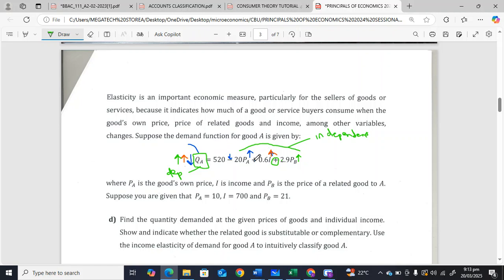If you see a positive sign, it tells us that income, our independent variable, has a positive relationship with our dependent variable, quantity demanded. Meaning if income goes up, quantity demanded goes down. Are we okay with that, colleagues? Any questions?